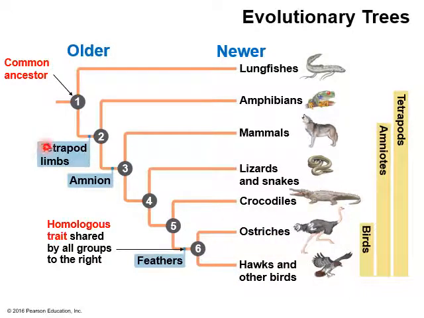Limbs, so tetrapod limbs, must have evolved here, because all of the things that came after that point have limbs. If limbs had evolved here, then lungfishes would have limbs too, but we can see they do not. So limbs must have evolved somewhere along this lineage here. It couldn't have been back here, because then lungfishes would have them too.